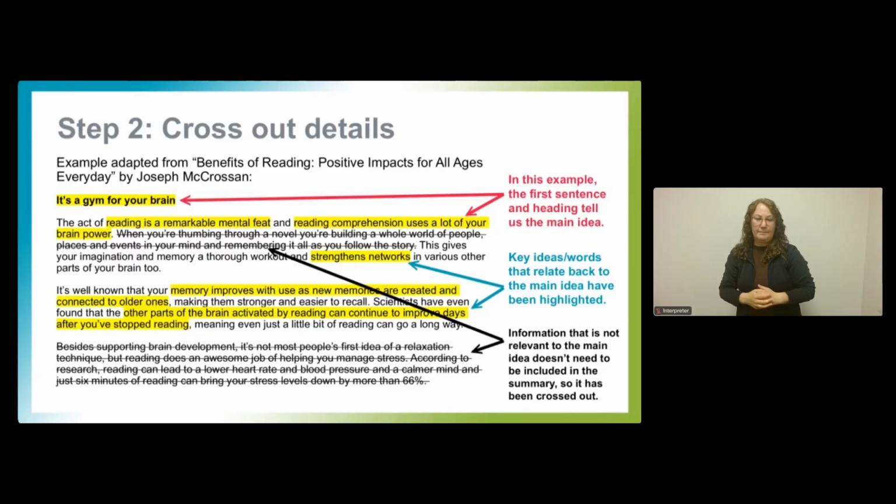So in the first paragraph, I've decided to cross out the following. When you're thumbing through a novel, you're building a whole world of people, places, and events in your mind and remembering it all as you follow this story. So for me, I have decided I do not want to include that in my summary. That is nice to know information, not need to know information.